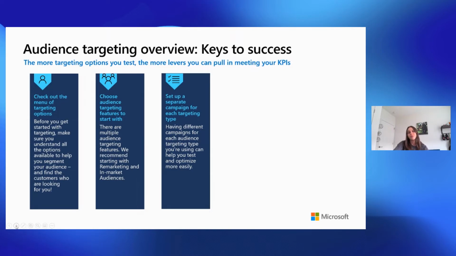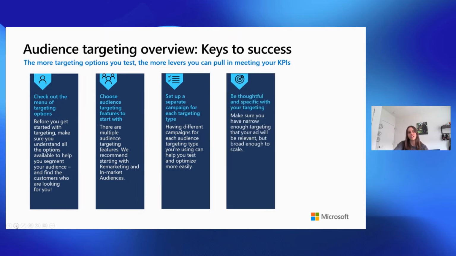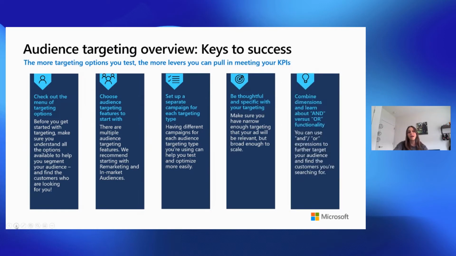And next, be thoughtful and specific with targeting. It's much better to start out broad and narrow it down because you could always get more granular. A lot of times I see advertisers targeting too small segments and wondering why they're not getting any scale. We want to be specific, but we would much rather start off broad so you can narrow it down based off data. And last but not least, combine dimensions and learn about the AND versus OR functionality.